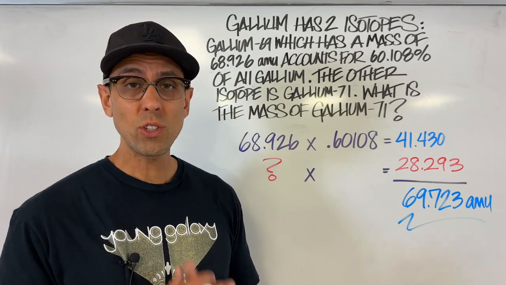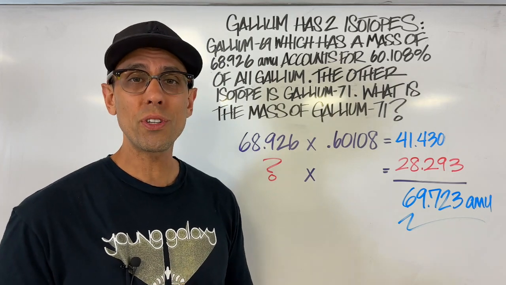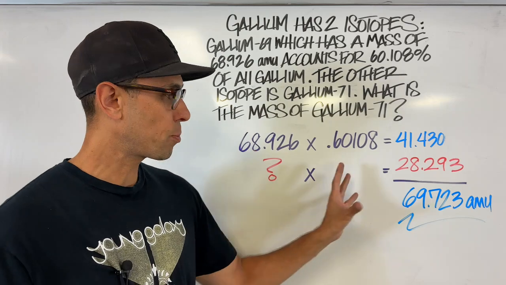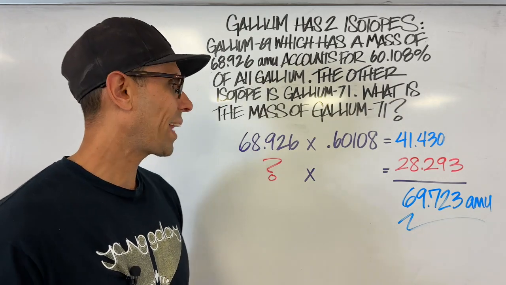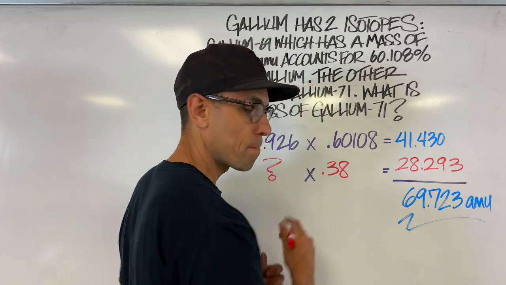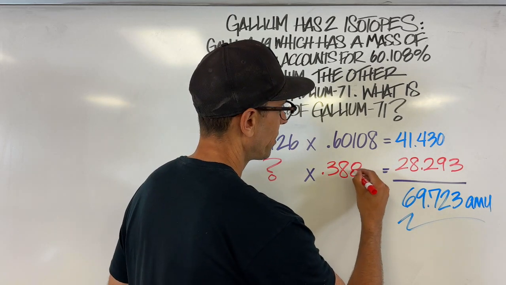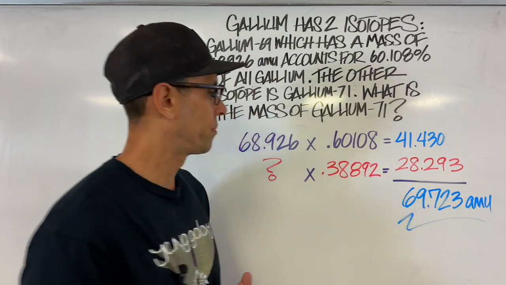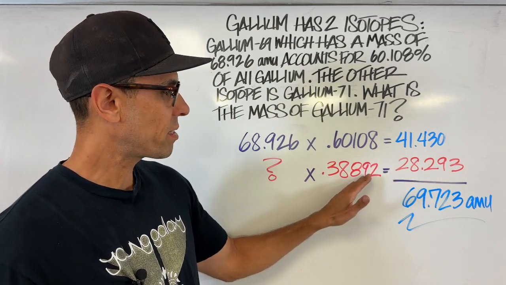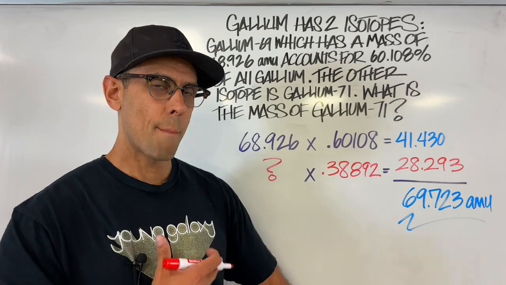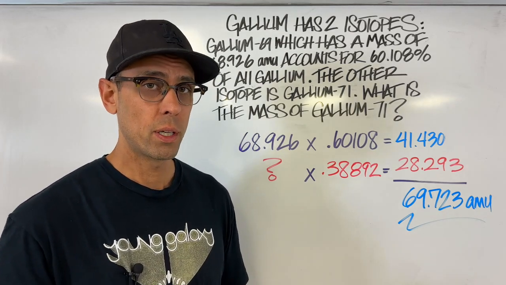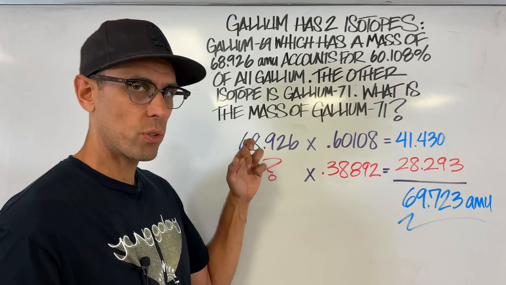It turns out that that percent abundance is 39.892%. Now, we need to convert that into a decimal if we're going to use it in this particular setup. So 39.892% is 0.39892. Okay, so we found out these two pieces just by using some reasoning, by using subtraction, by using information that was already given to us.